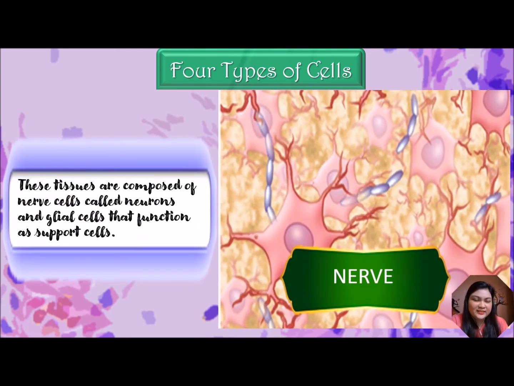Nerve tissue. These tissues are composed of nerve cells called neurons, and supporting cells. These neurons sense stimuli and transmit electrical signals throughout the animal body. Neurons connect to other neurons to send signals. The dendrite is the part of the neuron that receives impulses from other neurons, while the axon is the part where the impulse is transmitted to other neurons.